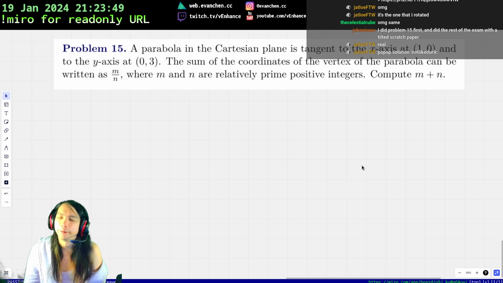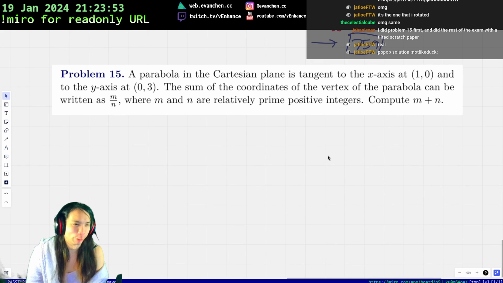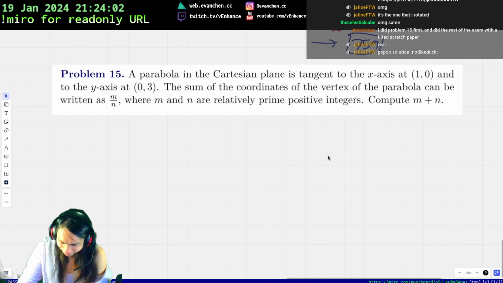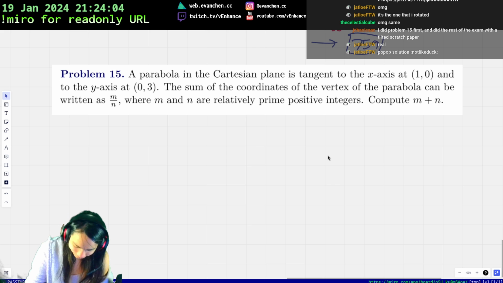Okay, so I think what I learned from this problem is people know a lot of fancy stuff about parabolas that no one ever told me. I don't know. Do people actually know conic stuff? Because I sure don't. Anyways, the intended solution was just this, okay?